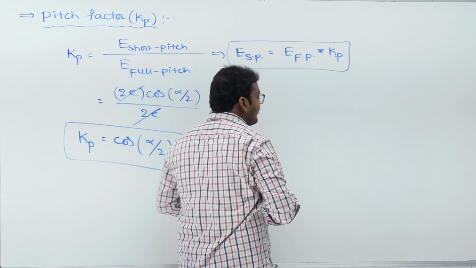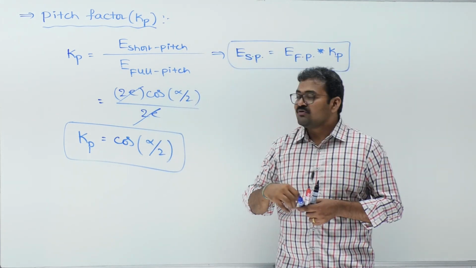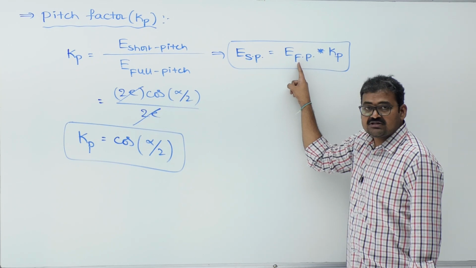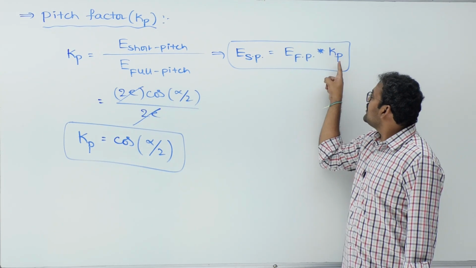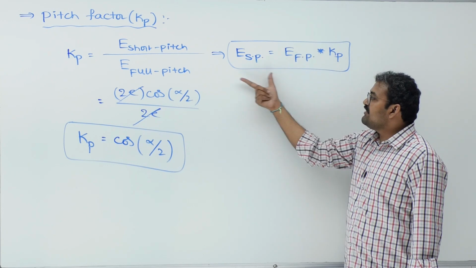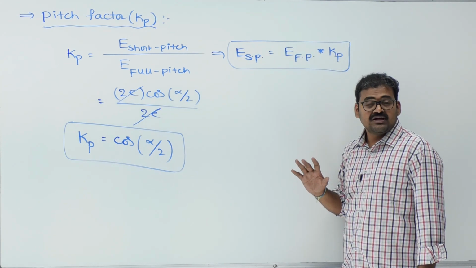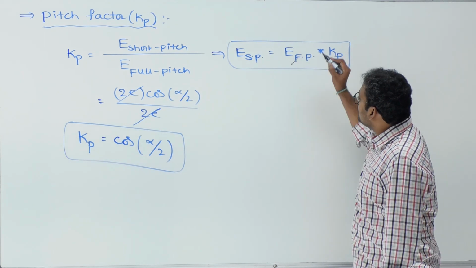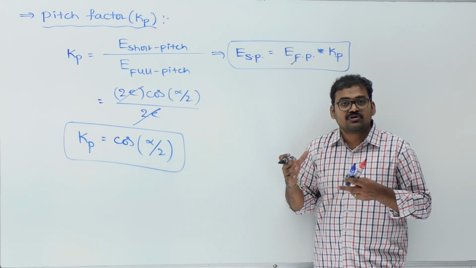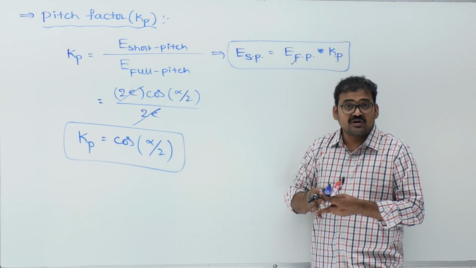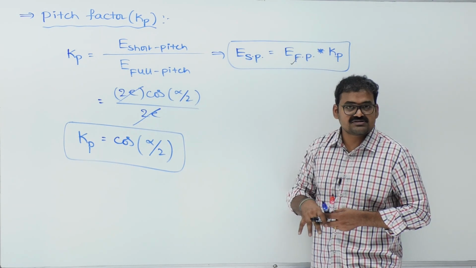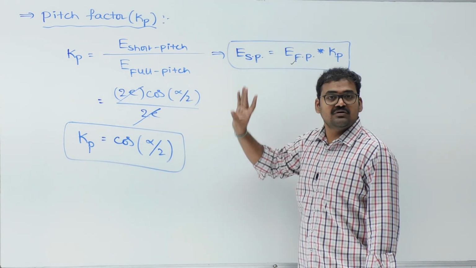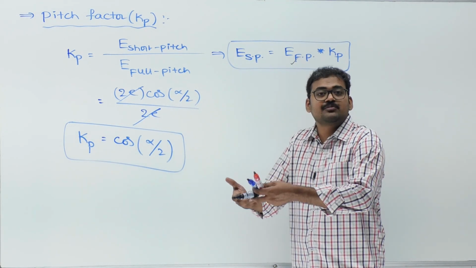Yes or not? Therefore, whenever you want to calculate the value of a short pitch coil voltage, you first calculate the full pitch coil voltage and then multiply with pitch factor, and we get the value of short pitch coil voltage. This is what we will do mathematically. Why? Because finding full pitch coil voltage is very simple, because full pitch coil voltage is nothing but algebraic summation. Therefore, I can do it just like a transformer case, and then multiply with pitch factor so that you will get the corresponding short pitch coil voltage. So this is how we will proceed mathematically.